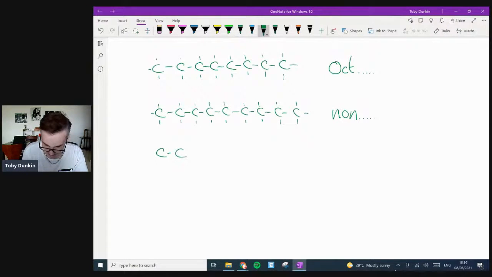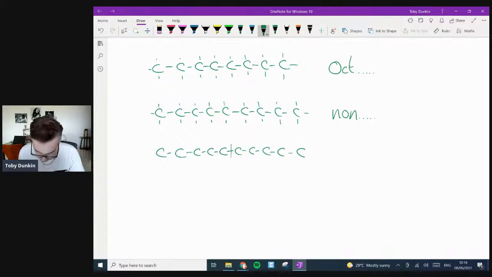Oh, 10. Does anyone know what 10 is? I'm trying to count them as I'm drawing them whilst talking. It's a nightmare. 5, 6, 7, 8, 9, 10. There we go. What's 10 going to be? And then it stops there at GCSE, you're done. Up to 10. 10 is dec. Well done, Zina. Dec. Decane.